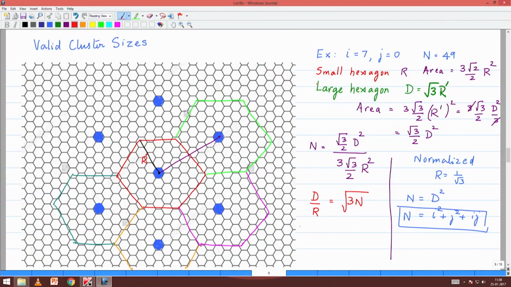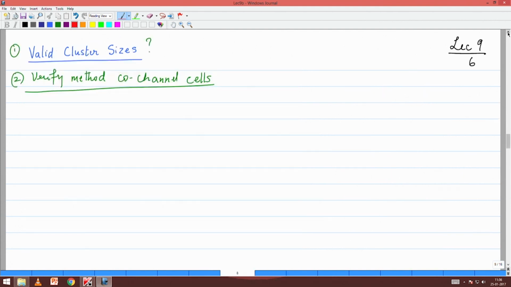And if you take r to be 1 by root 3, you can get back the original relationship. So, basically, the cluster size, which for us we will think of in terms of the geometry that we have developed, and the coordinate system, is given by i squared plus j squared plus ij. Another important relationship that emerges is D by R is equal to root 3n. Okay. So now let us go back and look at the valid cluster sizes.